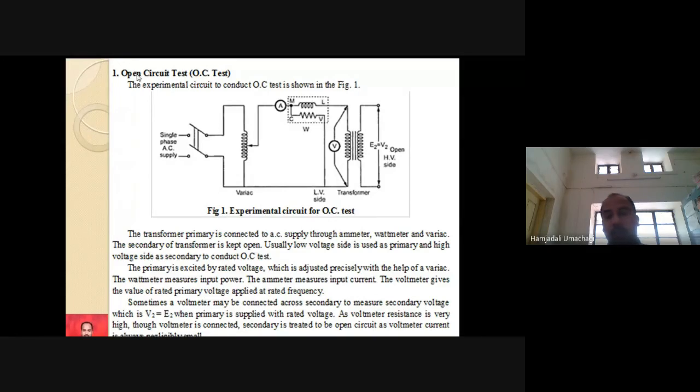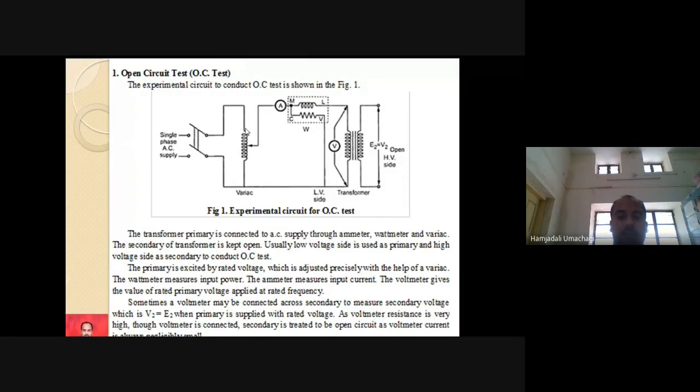So now, if it is open circuit, first you have to keep the secondary high voltage winding side open, and we need to connect all the instruments in this fashion: ammeter in series, voltmeter in parallel, that is across the transformer winding, and wattmeter to measure the power. Here it is going to read the iron losses in the open circuit test. Now first you have to close the switch and apply single phase AC voltage.